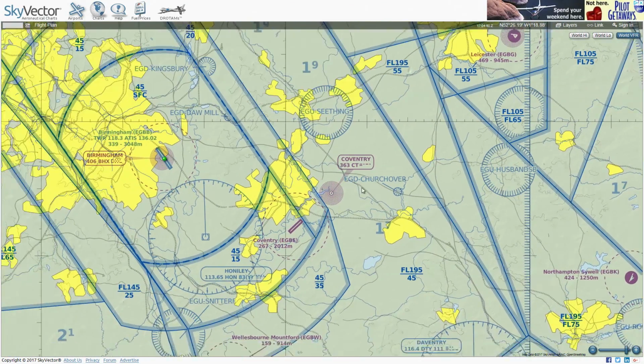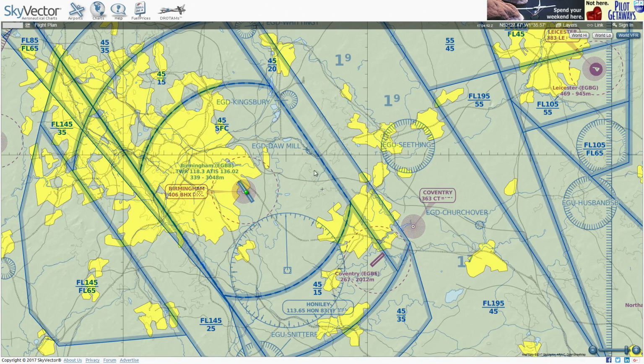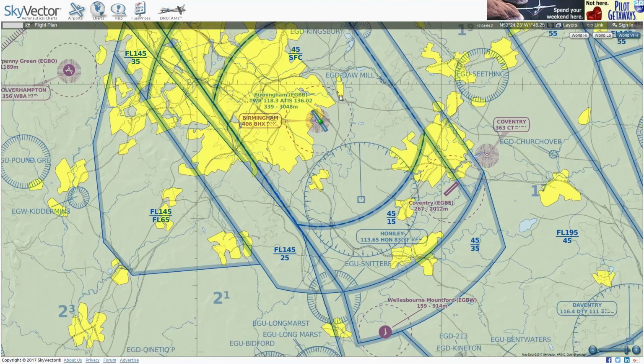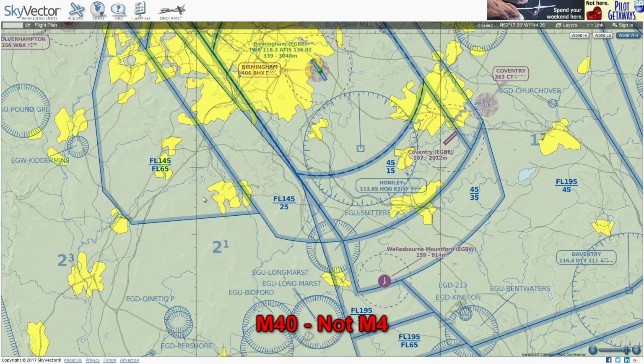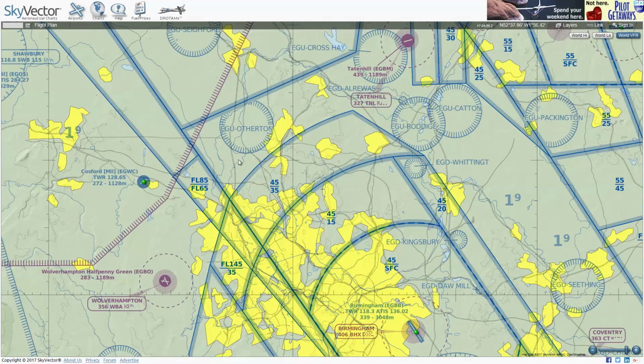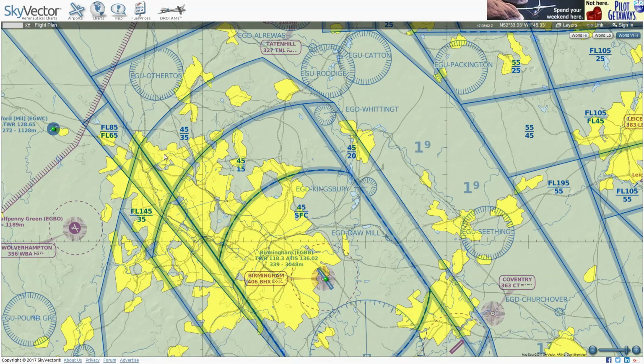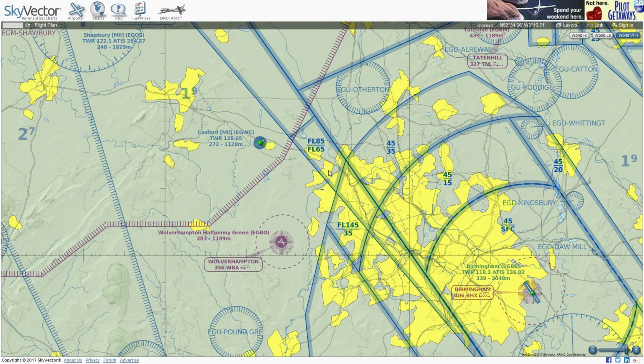Anyway, you get the idea. These are roads showing you where you're going. That's the M4 going down that way, the M5 going out that way, the M6 going up that way, and so on and so forth. So you can follow along with them.